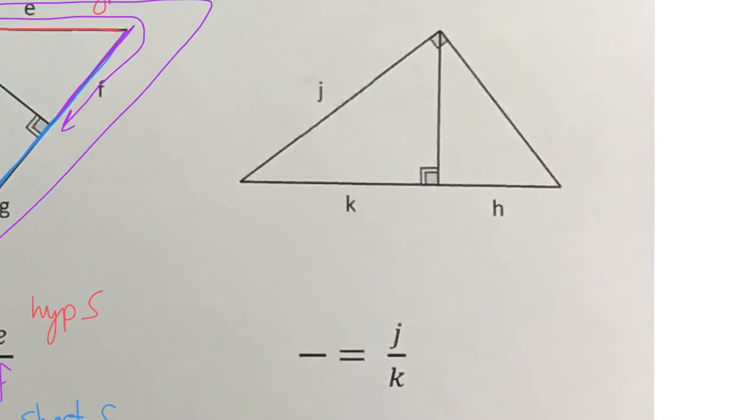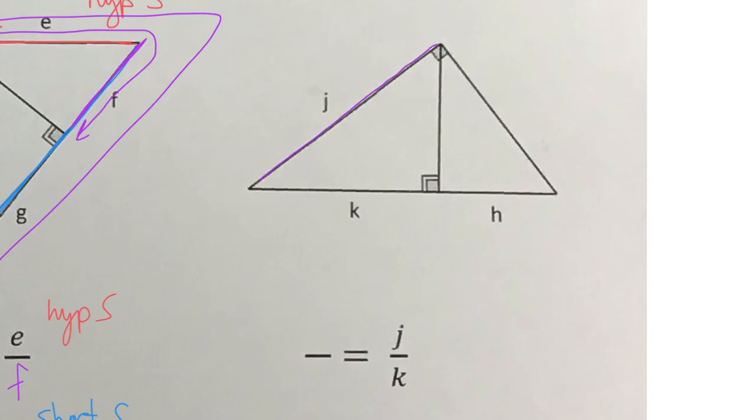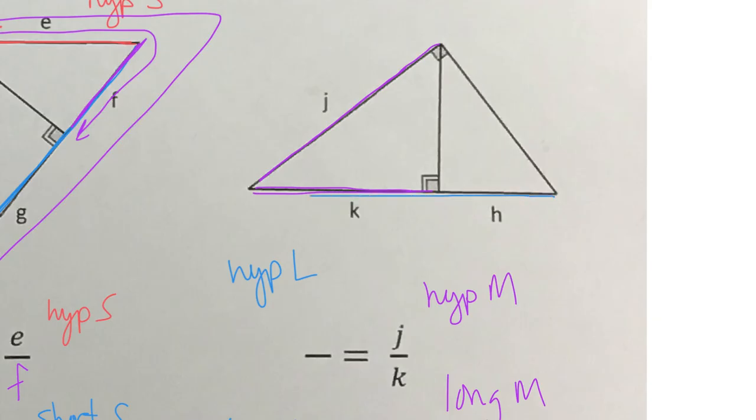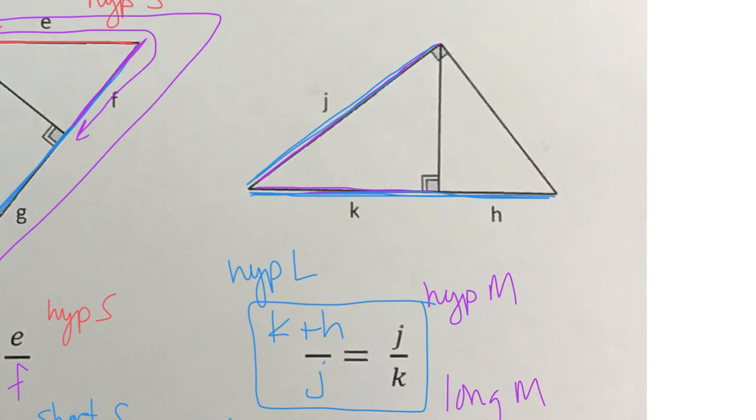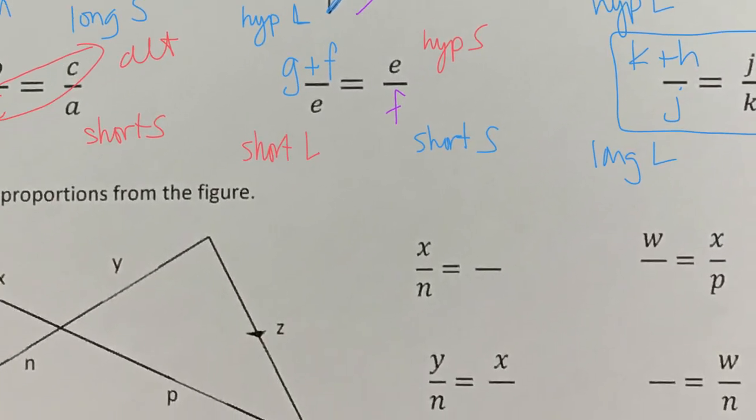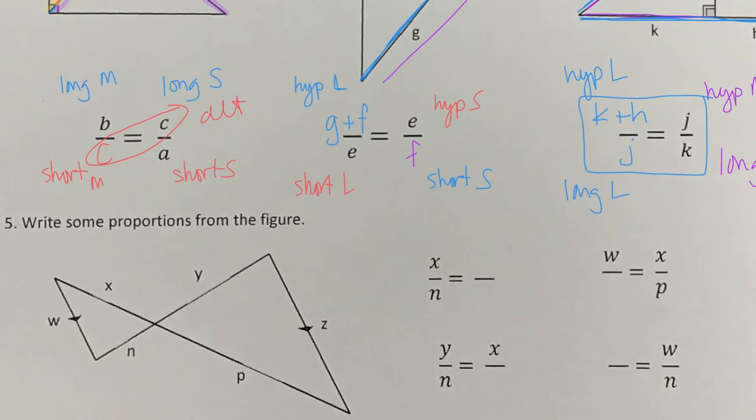And lastly, J and K. J is what side of what triangle? The hypotenuse of the medium, which means K is the long leg of your medium. So I'm going to look for the hypotenuse of my large and the long of my large. The hypotenuse of the largest triangle is K plus H, or H plus K, whichever way your brain thinks. And the long leg of your large triangle is J. These are the same type of proportion that we just had, something that does not involve the altitude. Very good job.